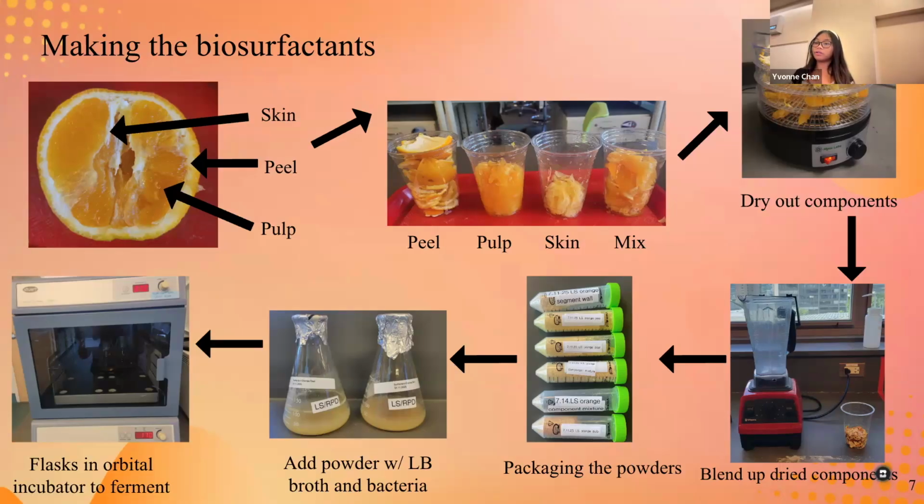All the components were dried until they were able to be pulverized into a powder. A blender was used due to the high efficiency of powdering these components. These powders were then packaged for later use. Then the powder was combined with LB broth, or media that helps the bacteria grow, along with the B. licheniformis. These flasks were then put in the orbital incubator to ferment at 37 degrees Celsius, which is around normal human body temperature, at 170 rotations per minute for 5 days to allow bacterial growth and metabolization of the specific orange component into the biosurfactant.